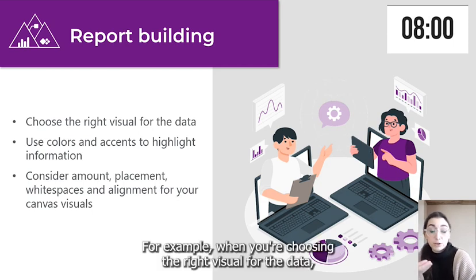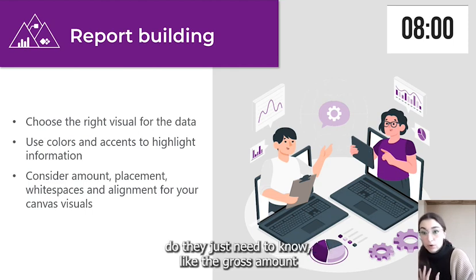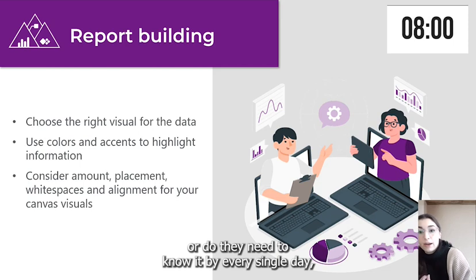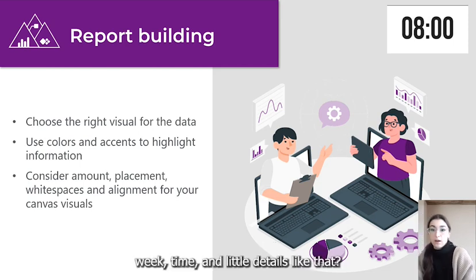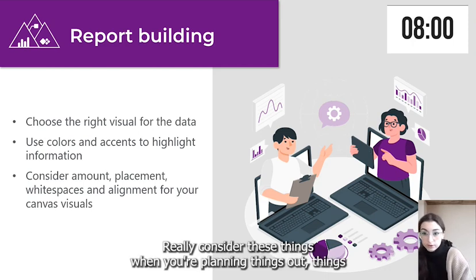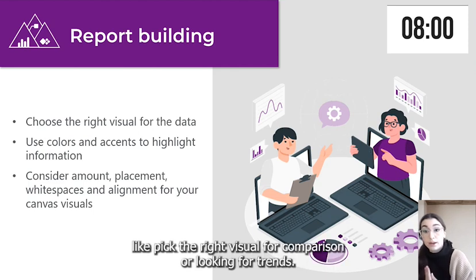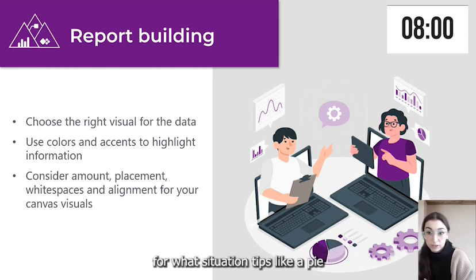For example, when you're choosing the right visual for the data, do they just need to know the big gross amount, or do they need to know it by every single day, week by week, little details like that? Or do they need to see the whole picture? Really consider these things when you're planning things out. Things like pick the right visual for comparison or looking for trends. We do have a guide that goes over what visuals would be appropriate for what situation.